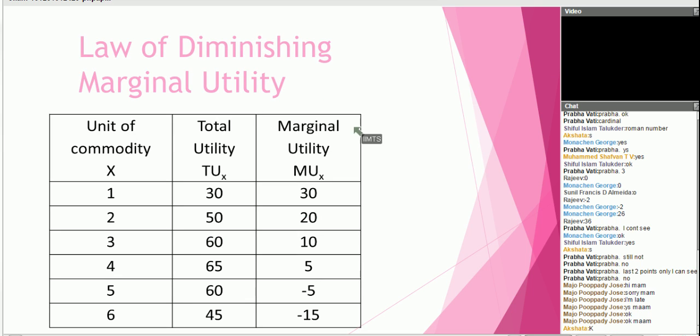Now we can see a chart, a schedule, showing the total as well as marginal utility for the product. This is about commodity X. Let us assume it is an apple. For the first unit, total utility is 30 and marginal is 30. Actually, the marginal utility and total utility will be the same for the first unit, and it can be zero in fact. The first unit does not have any marginal utility. It should be zero, it shouldn't be 30.